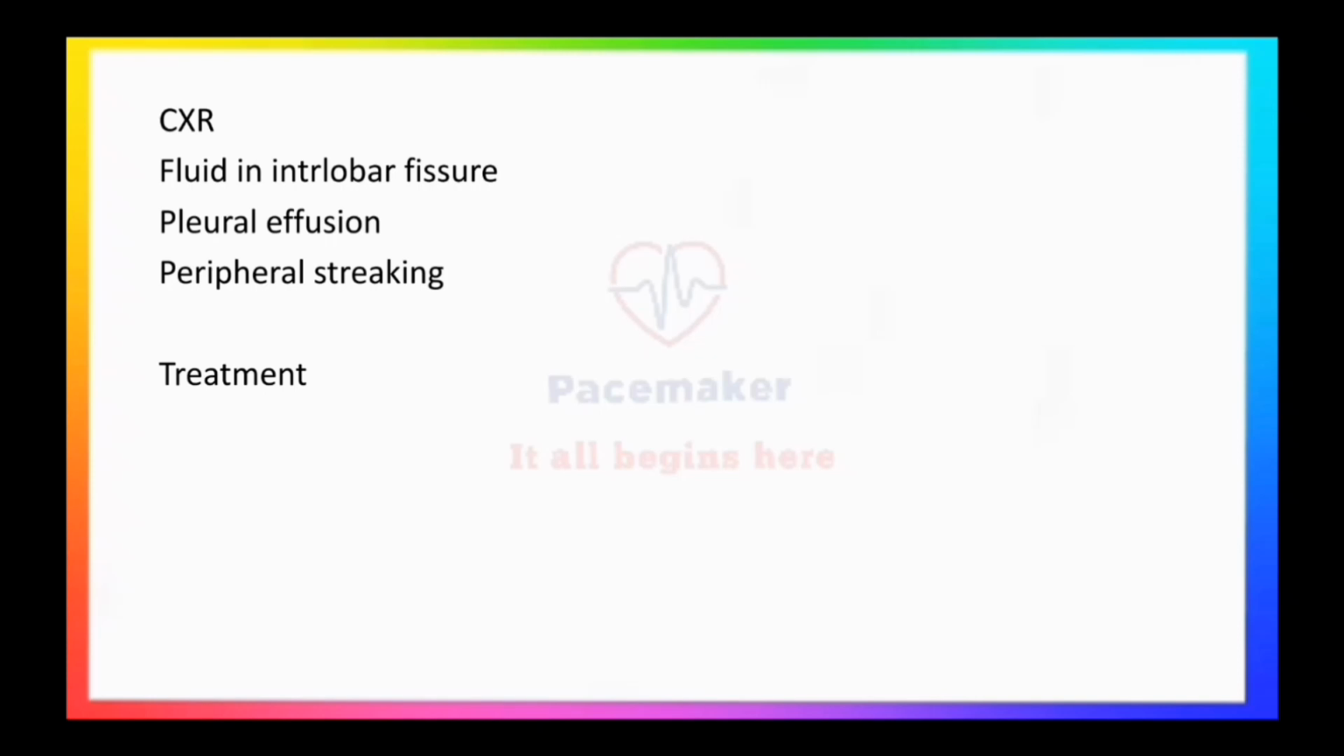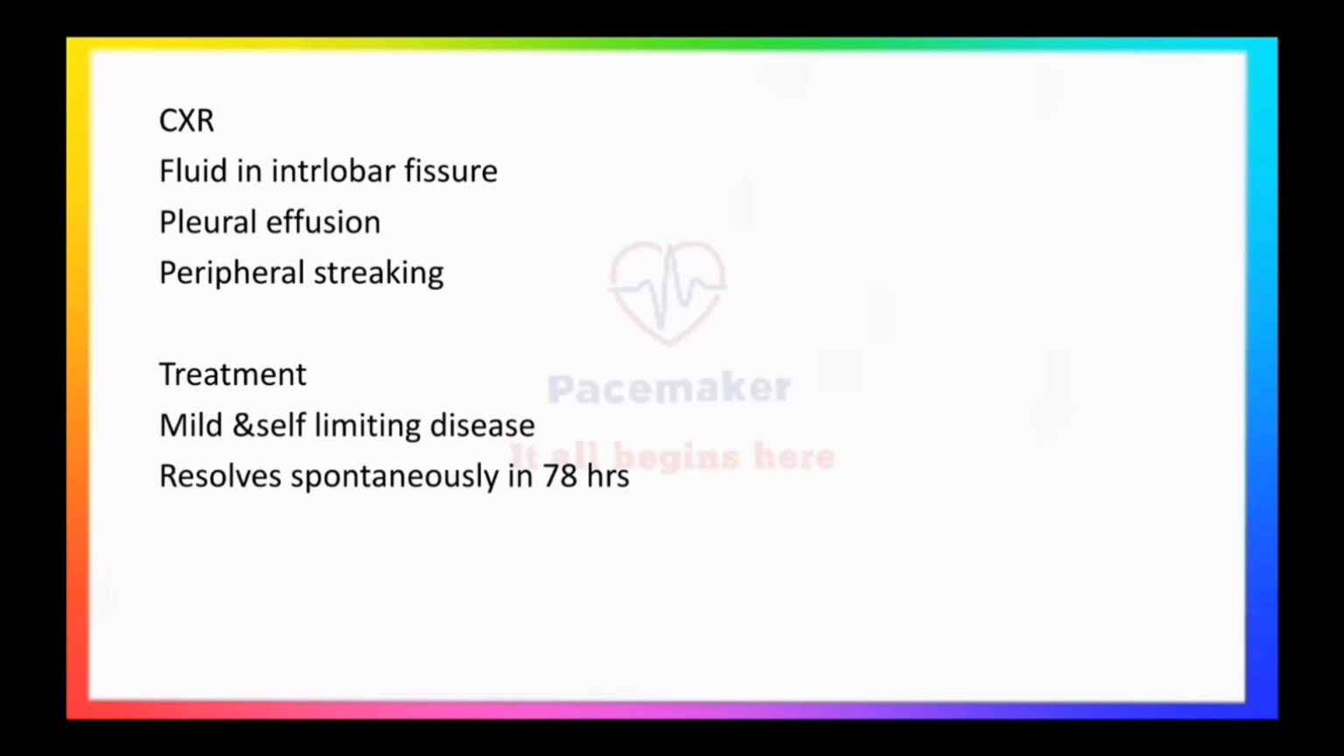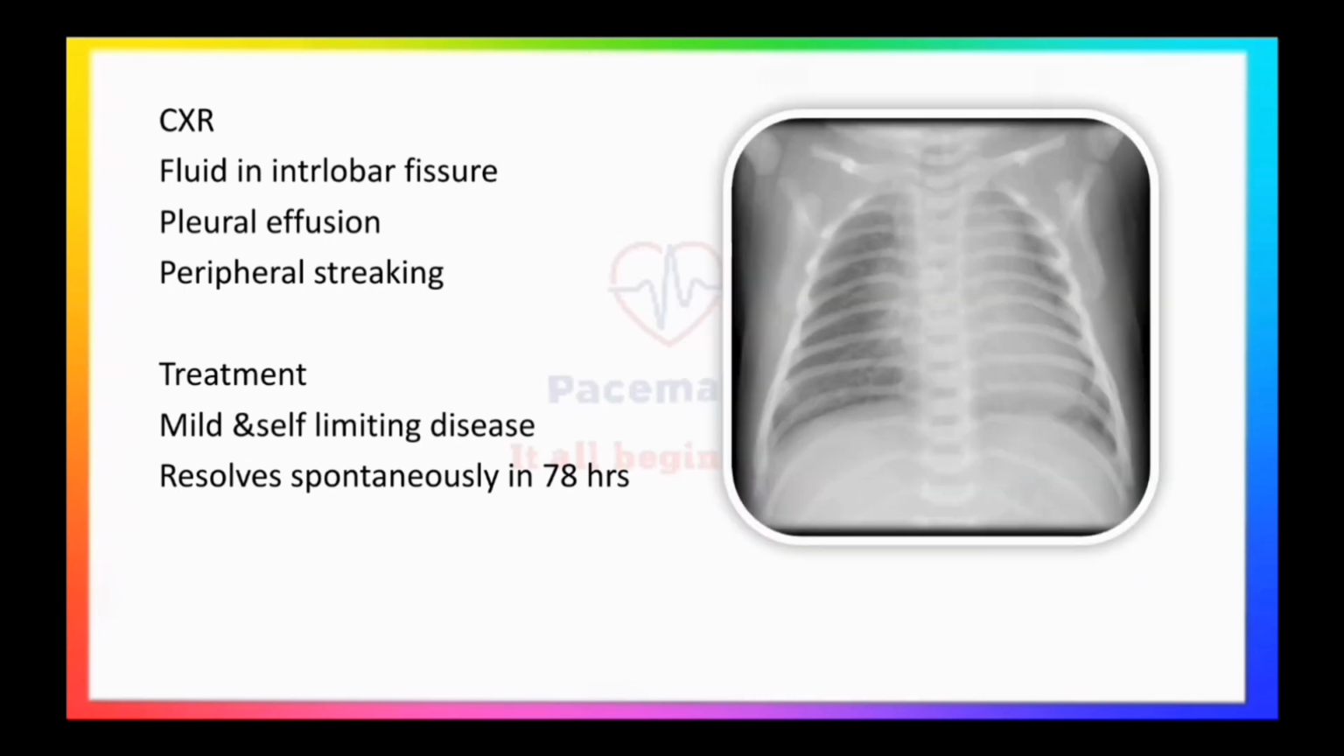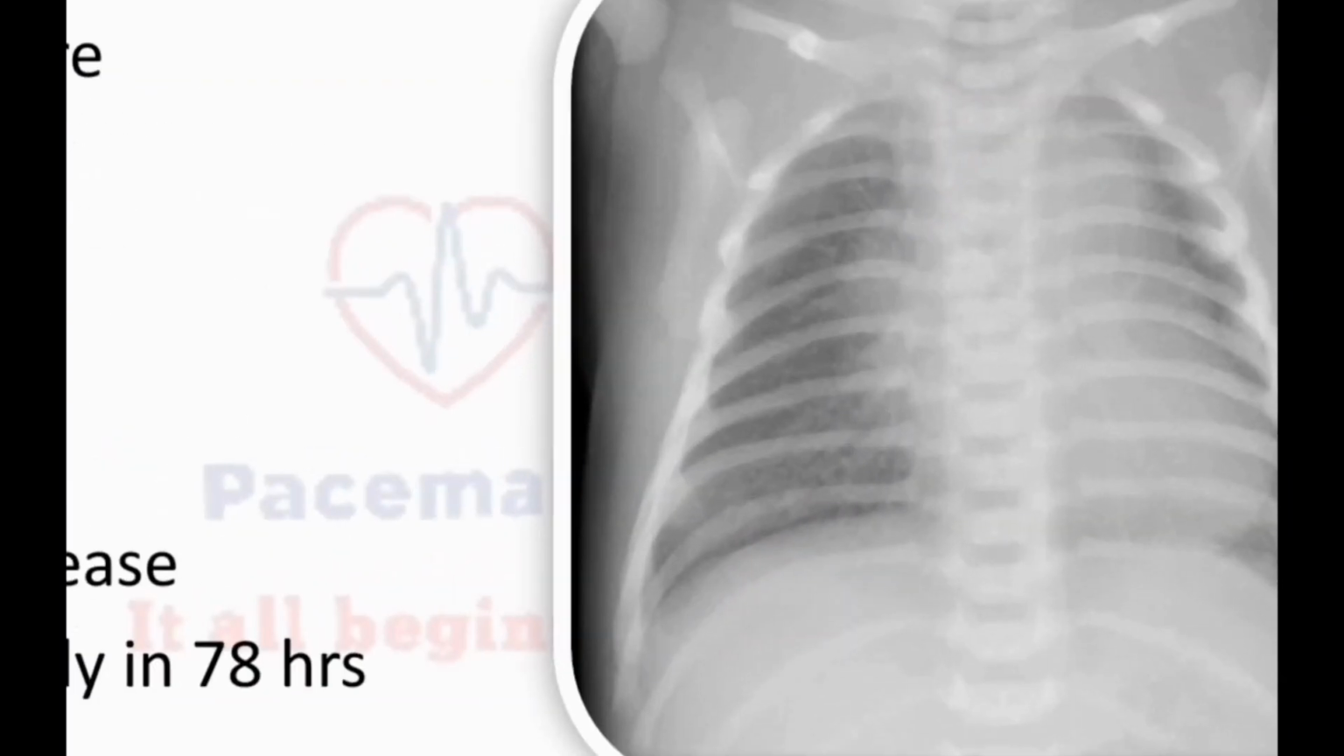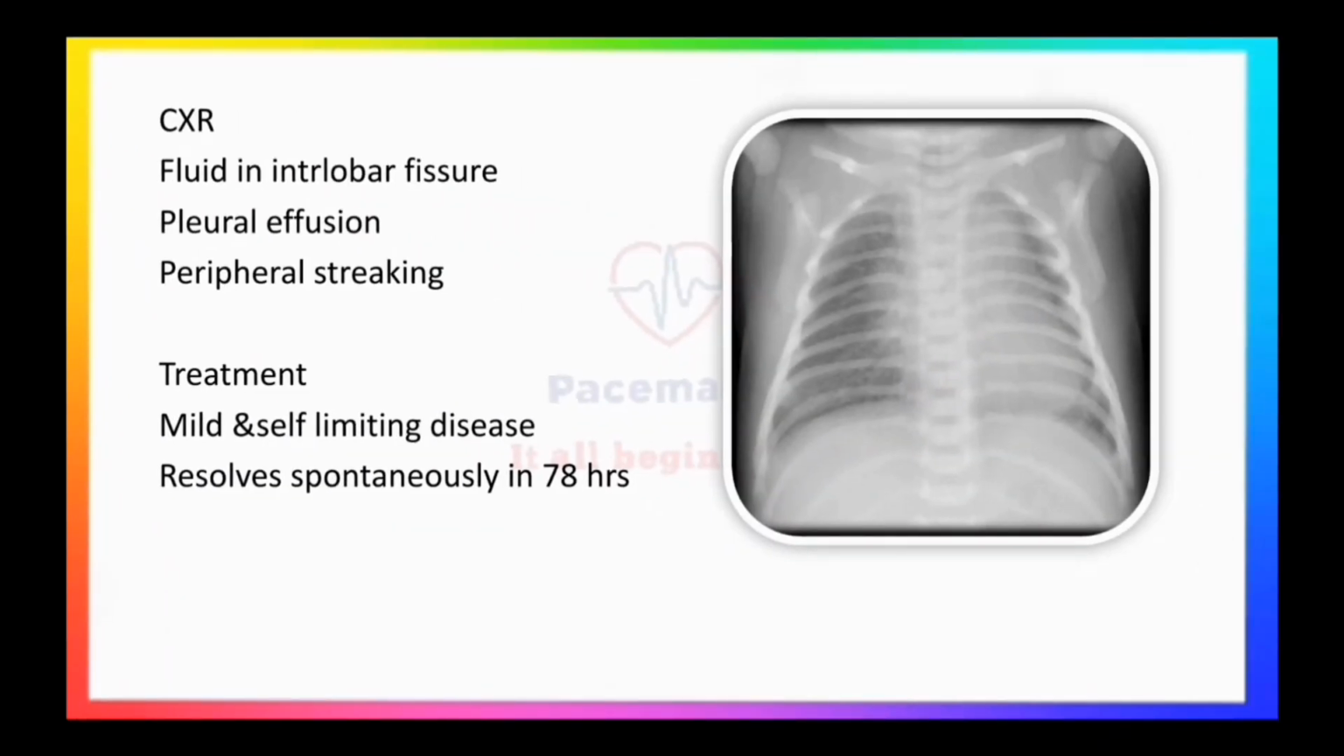And the treatment here: it's a mild to moderate kind of distress, and you don't have to worry about this condition because it resolves spontaneously within 72 hours, and supportive treatment is enough for this condition. And this is how the chest X-ray of TTNB looks. There are peripheral streakings and interlobar fissures seen here.